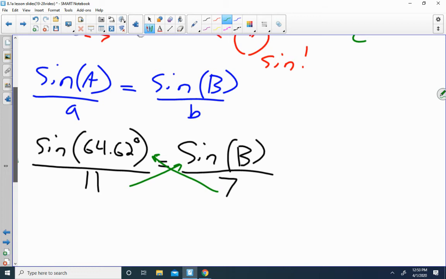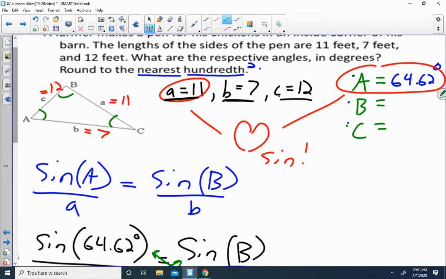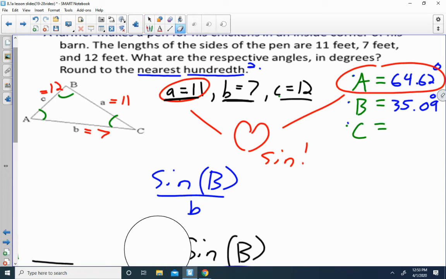So you guys can go ahead and do the rest from there. Check your answer. And your answer for big B should be 35.09 degrees. Yep. All right. We got all the hard stuff done. Now to find the third angle, little c, you guys know what to do.